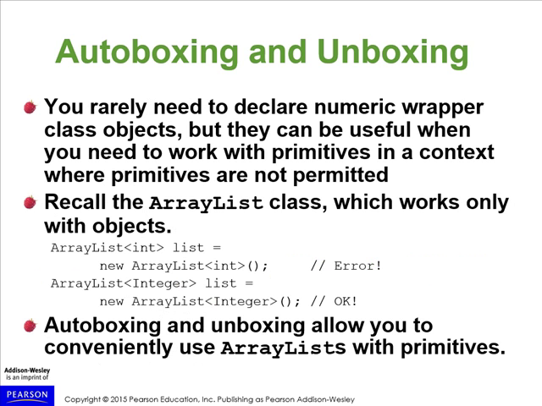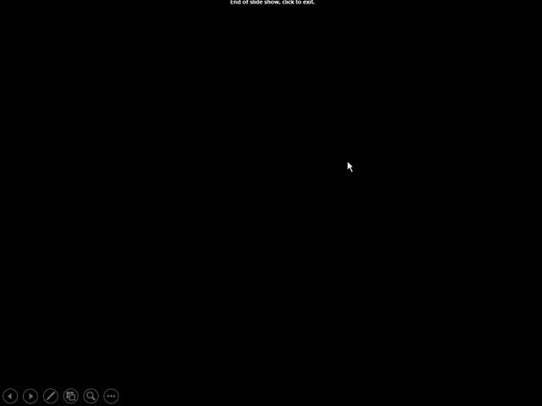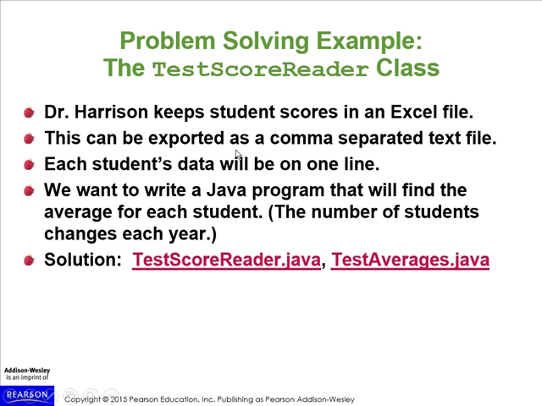Notice you rarely need to declare numeric wrapper objects because you can usually just box and unbox on an as-needed basis without any problems. This was the last thing in there, where they redid the same thing with a comma-separated variable file. I'm not going to go through that.